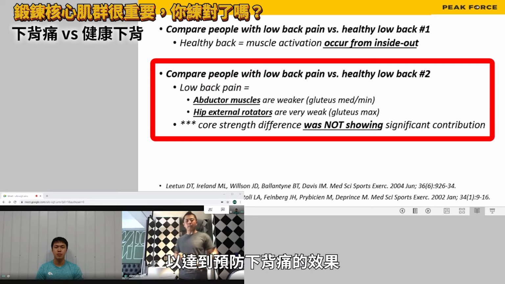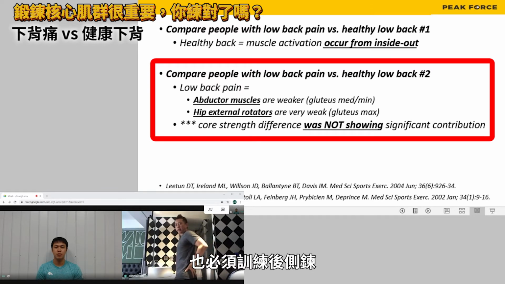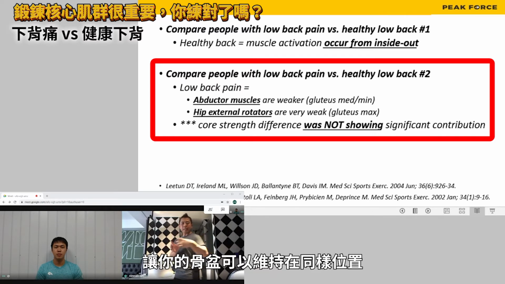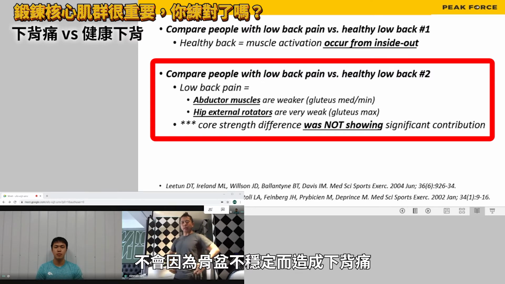So based on this type of research, it's showing that you have to train not only that area. To prevent low back pain, you have to work on your posterior chain. You have to work on the glutes to stabilize, so your pelvis stays in one place, right? So it doesn't have that instability from the pelvis to cause low back pain.